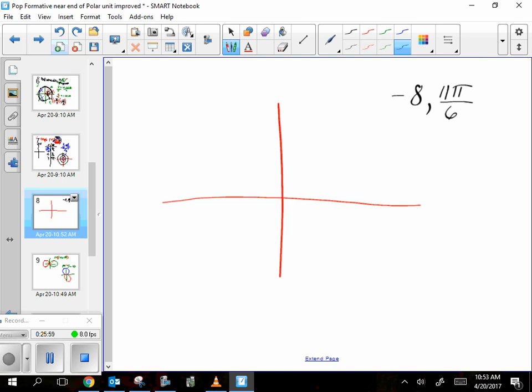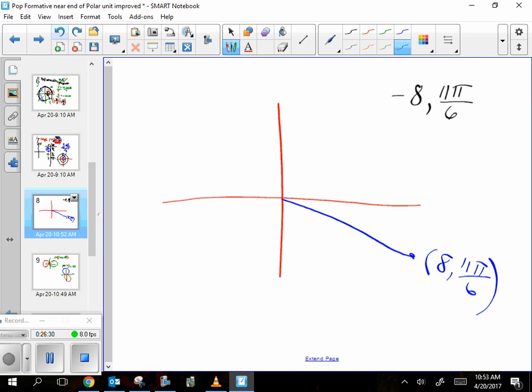Do you agree 11 pi over 6 is obviously involved here? And hopefully you know where that is. 11 pi over 6 is like that, where that's a 30-degree angle. And this 11 pi over 6 is technically all the way around to there. Okay? Then, this distance has to be the radius, which happens to be, in this case, 8. So this is not your point, because that would be the point +8, comma, 11 pi over 6.